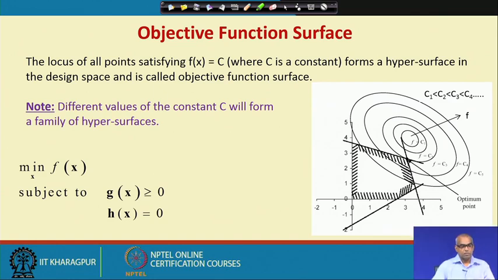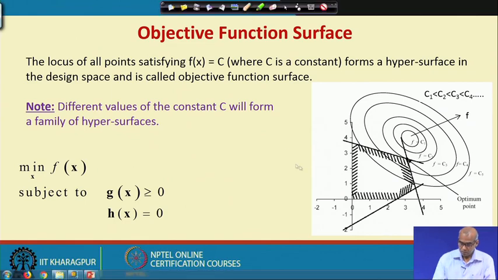Objective function surface. The locus of all points satisfying f(x) equal to c, where c is a constant, forms a hypersurface in the design space and is called the objective function surface. So, my objective function is f(x). I assign different constant values to the objective function, f(x) equal to c1, f(x) equal to c2, f(x) equal to c3, and so on and so forth. If I do that, this will form a hypersurface in the design space, and this will be known as the objective function surface. So, different values of the constant c will form a family of hypersurfaces, which are known as objective function surfaces.